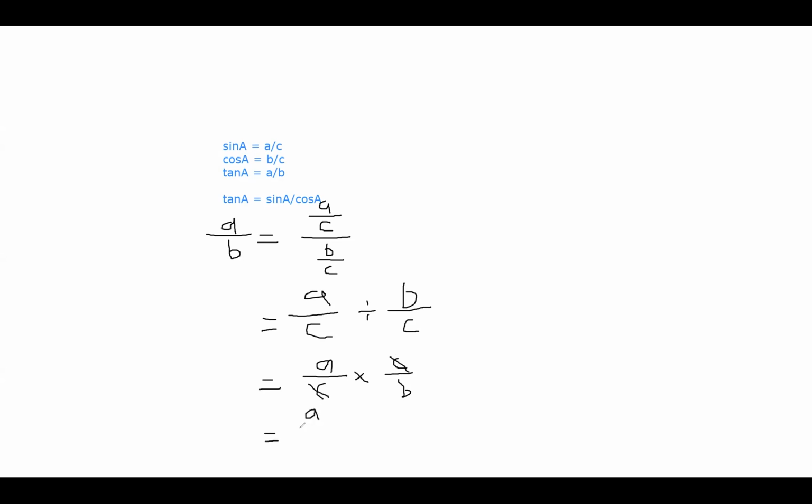So the property holds true. There you go, that's how you prove it. Tan A is equal to sine A divided by cosine of A. And this works for other angles as well.